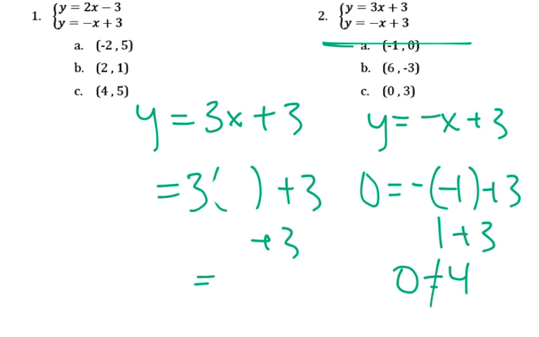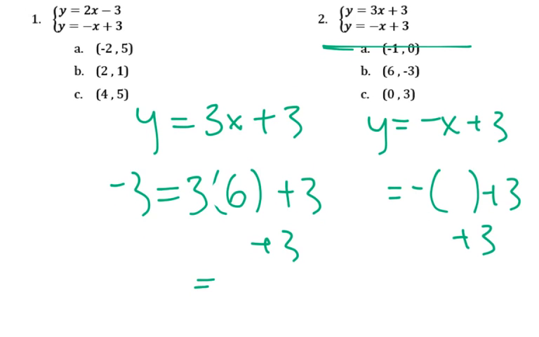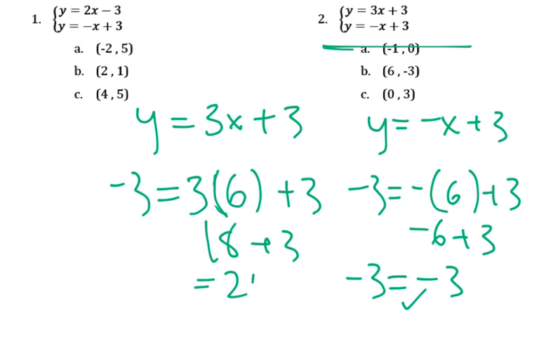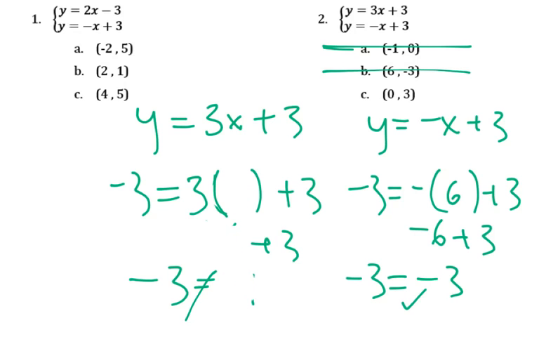Okay, so now we do the same process for this one, for B. So negative 3 for y, 6 for x. Negative 6 plus 3 is negative 3, so it checks out for this one. Okay, 18 plus 3 is 21. Okay, definitely doesn't work for the first one. So that's out. So most likely our answer is C, but we've got to double check to make sure that it works.